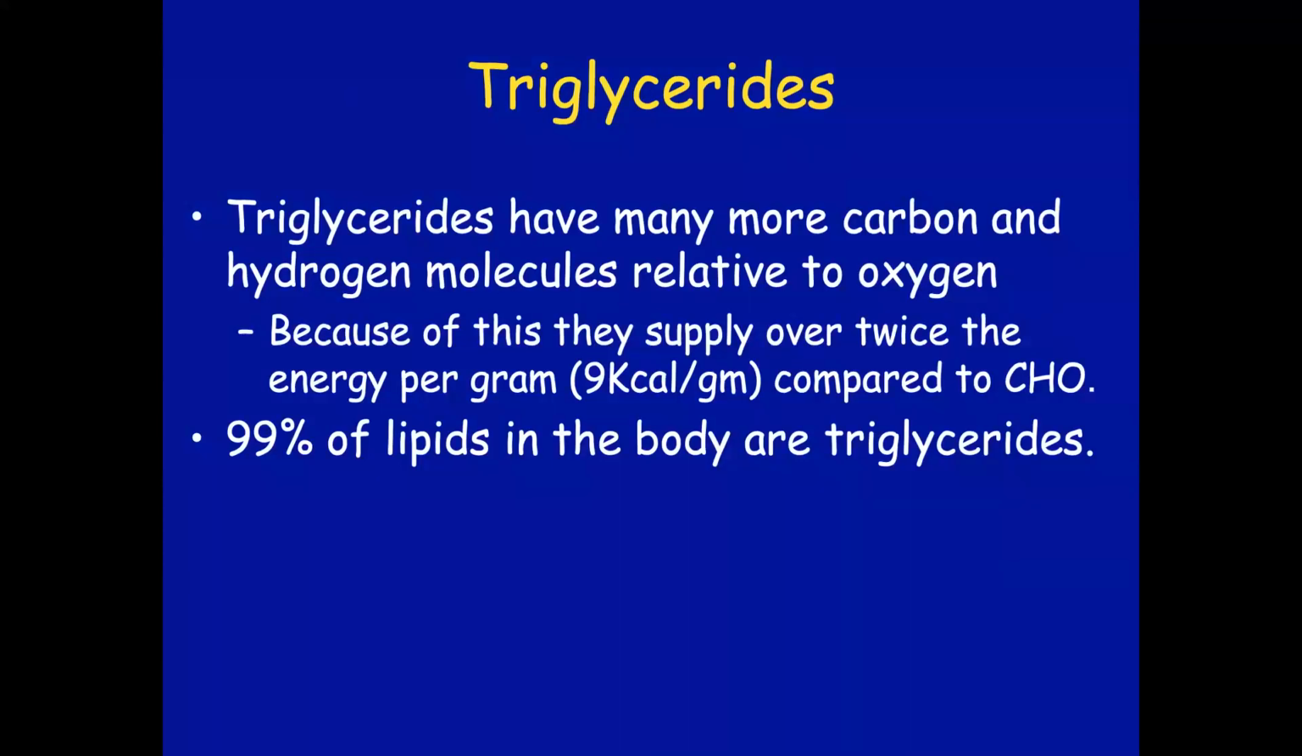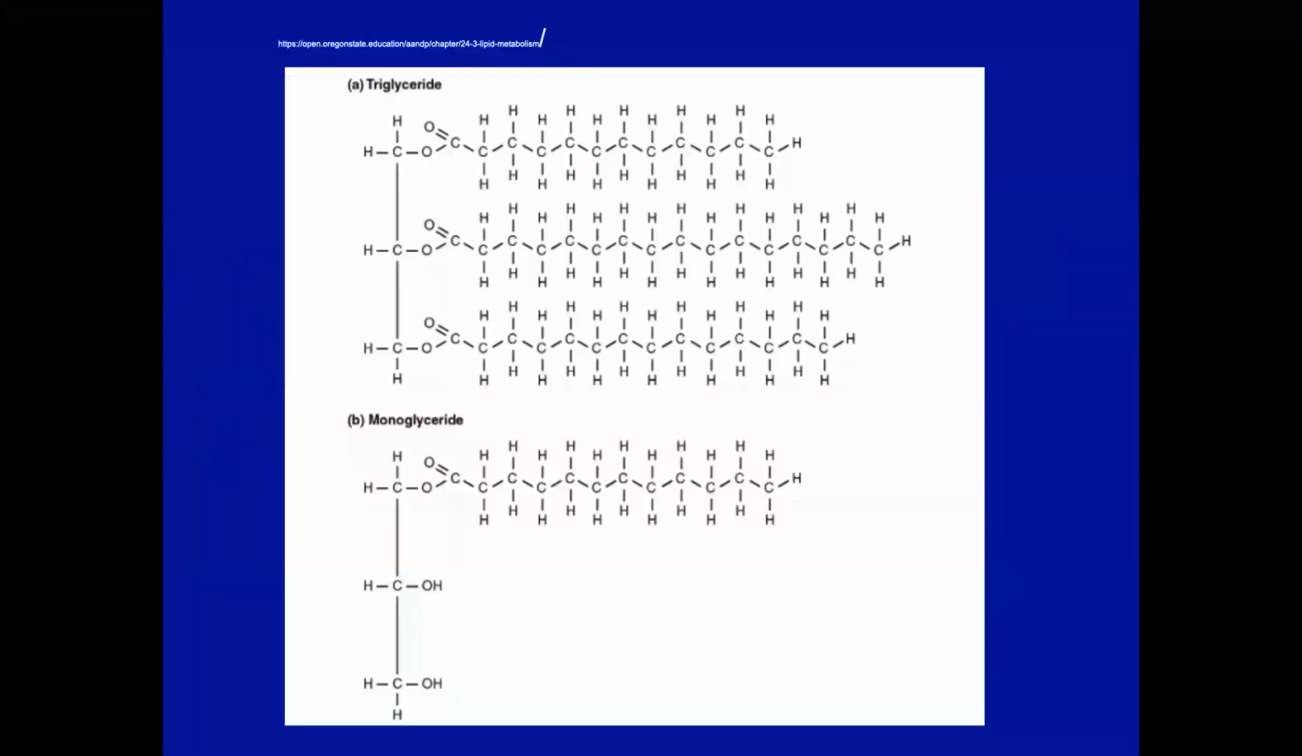Triglycerides supply over twice the energy per gram than does either proteins or carbohydrates, come to think of it. And I already mentioned that 99% of lipids in the body are triglycerides. So why do they supply so many more calories? Because they have way more carbon and way more hydrogen molecules relative to oxygen than the other macromolecules. We went over that.